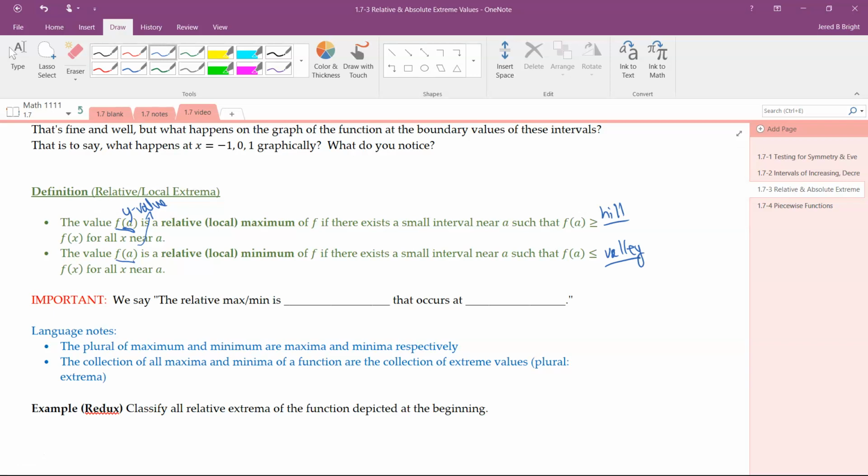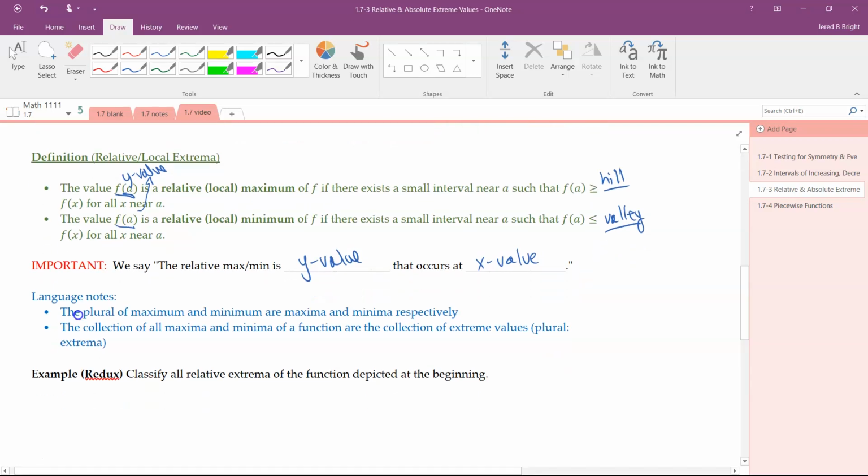Okay, and notice that in the definitions here, we say that the relative min or max is whatever the y value is, and we say it occurs at an x value. We don't talk about the x value as being the maximum or minimum value. We just say it occurs there. And then just language, the plural of maximum and minimum are maxima and minima. And when we talk about the collection of all maxima or minima, we talk about those as extreme values, or we can say extrema.